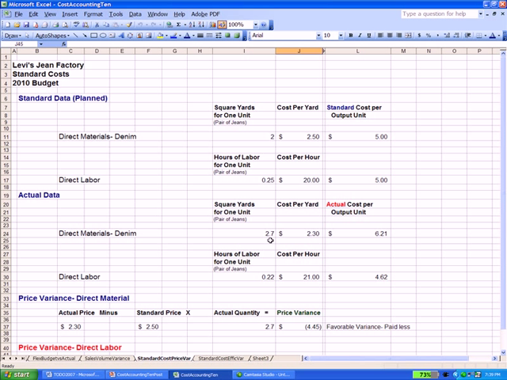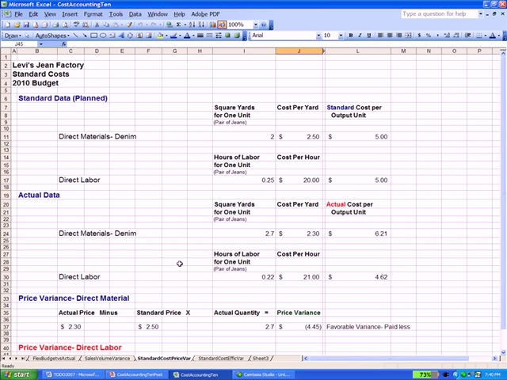But when we look at our actual results, it's different. The denim is needed more; we actually used more denim than we planned for, 2.7 versus 2, but we got lucky because the cost per yard is lower. We actually paid 2.3 and we had planned on 2.5. The bottom line result, though, is that because we used so much more denim, our actual cost per pair of jeans is 6.21 as opposed to 5. So our actual costs were higher, which is unfavorable.